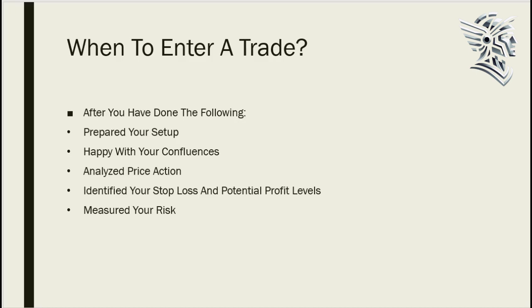Next, you're happy with your confluences. Your confluences, what backs your idea? What makes you think you're right? Once they're satisfying you, you look at price action for your entry. So once price action is signifying that you could be in for a good trade here, you identify your stop loss and potential profit levels. And then once that's done, based on technical analysis, you measure your risk using a calculator, but we'll get into that a little later. So where do you set your stop losses to begin with?